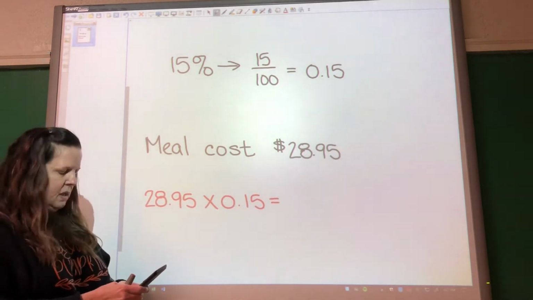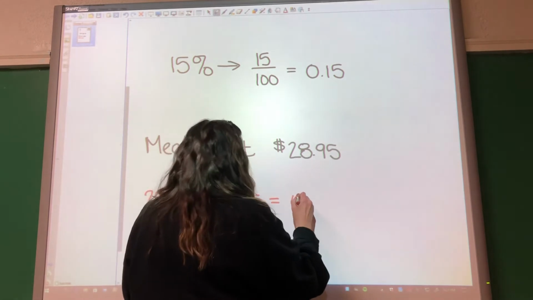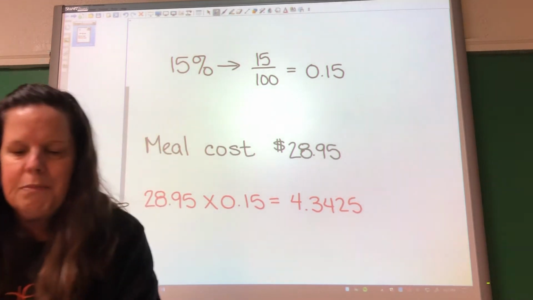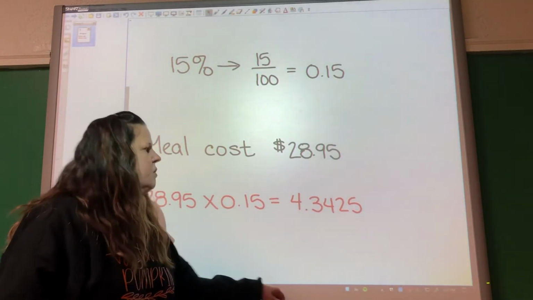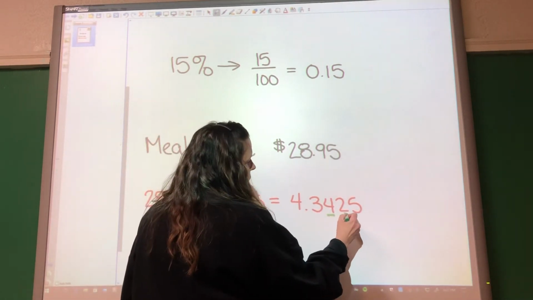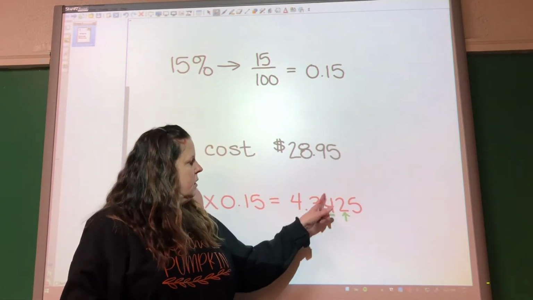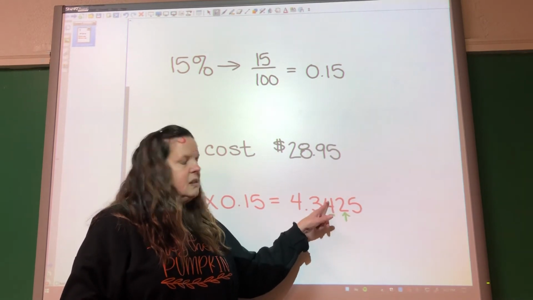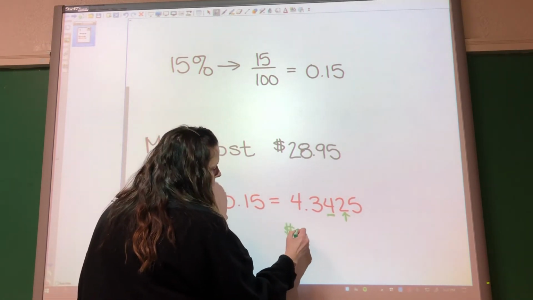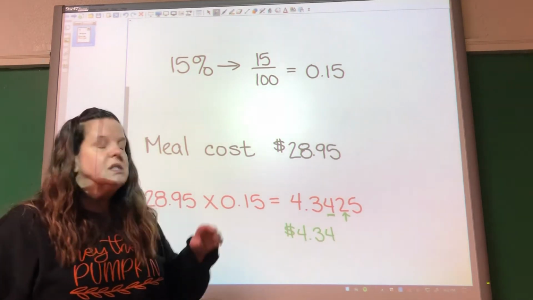So $28.95 times 0.15, you get 4.3425. Okay, so again, this is money. We've got to make it into money, so you could just use the regular rounding rules. You only can have two numbers after the decimal. Here we have a 2. If that number is a 0, 1, 2, 3, 4, your second number in that hundredths place is going to stay. If it's a 5, 6, 7, 8, 9, it will go up. So the 15% tip on this meal would be $4.34.